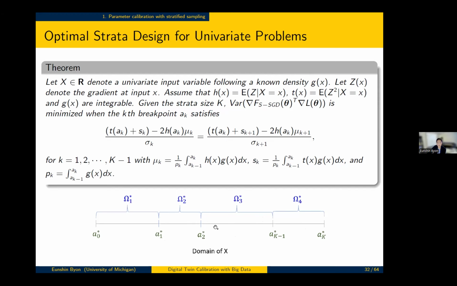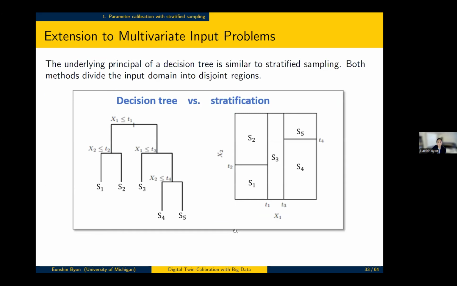And this is the result for the univariate problem, when you have a single variable in the input space. But extending this to a multivariate problem is not very straightforward. And also in practice, it's not really implementable. So for the multivariate problem, we used the decision tree idea to get the stratification structure.